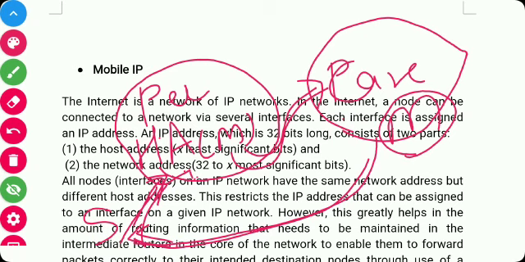So this is regarding the PCS location management scheme and mobile IP. Okay, thank you so much.